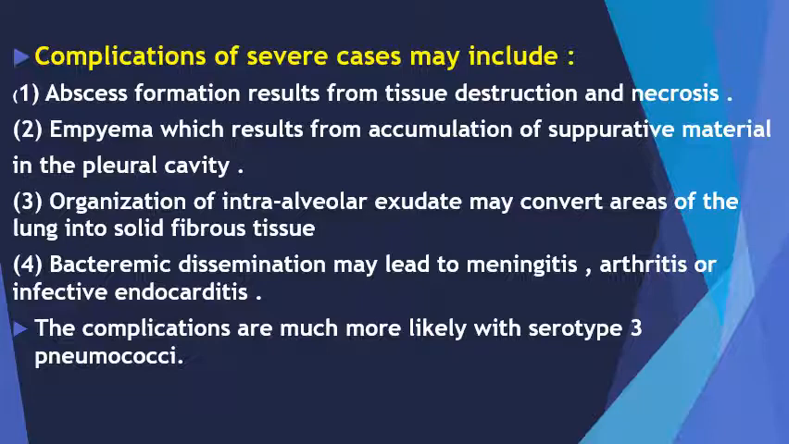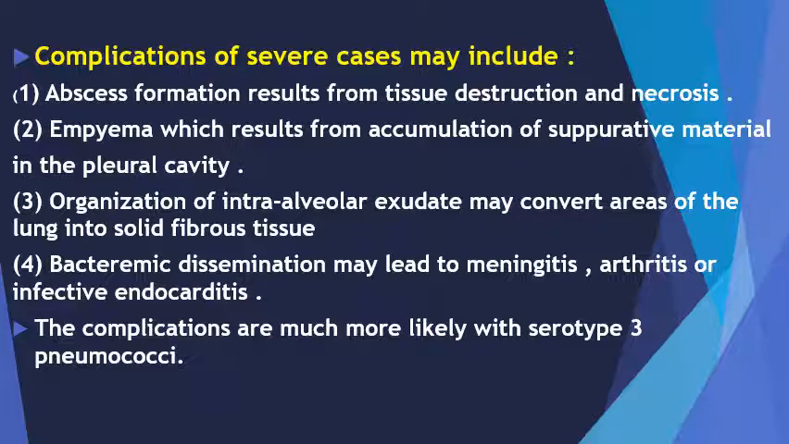Anyway, the complications of the severe type of pneumonia include abscess formation, because it results from destruction of the lung tissue and necrosis, and empyema, in which there's accumulation of suppurative material in the pleural cavity. Sometimes, as a result of the organization of the intra-alveolar exudate, this area may convert into solid fibrous tissue.